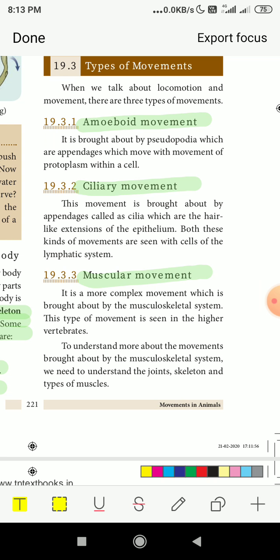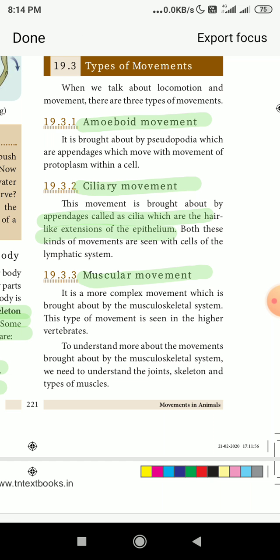Now next is the ciliary movement. This movement is brought about by the appendages called cilia, which are hair-like structures, extensions of the epithelium. Both these kinds of movements are seen with cells of the lymphatic system.